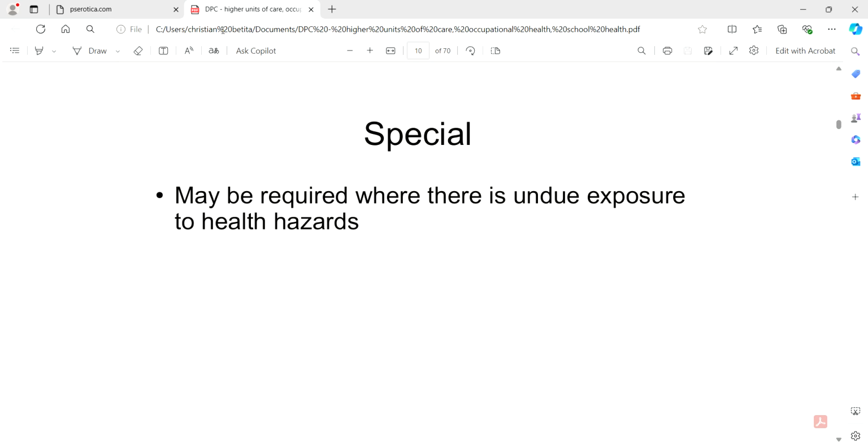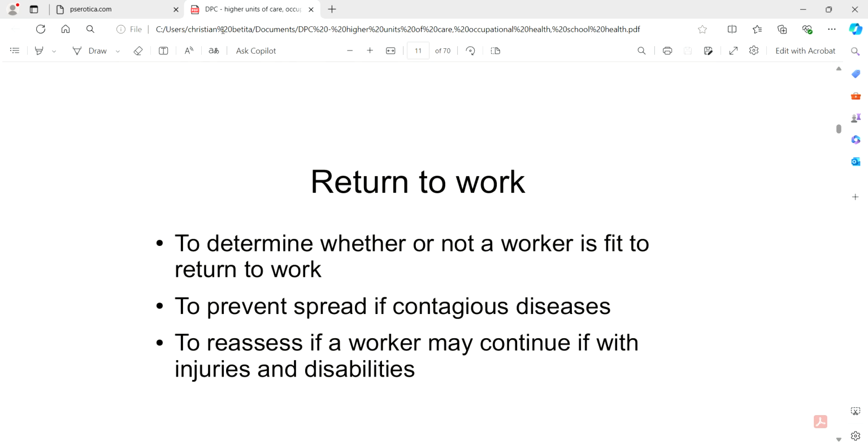Okay. Return to work. This is done to determine whether or not a worker is fit to return to work. So this may be either due to illness or due to prolonged absence, due to say either maternity leave or prolonged leave. Okay, due to vacation, sabbatical, or maybe study leave. This is done to prevent spread of contagious diseases and to reassess if a worker may continue if this particular worker has injuries and disabilities.